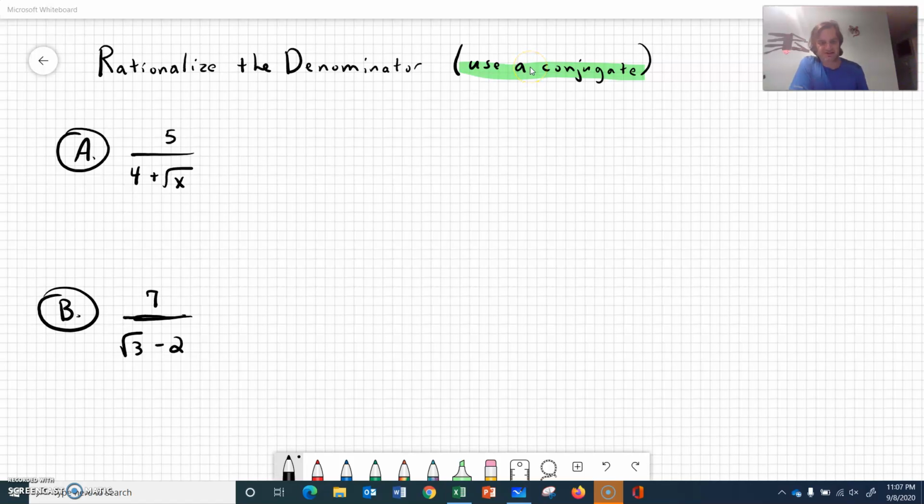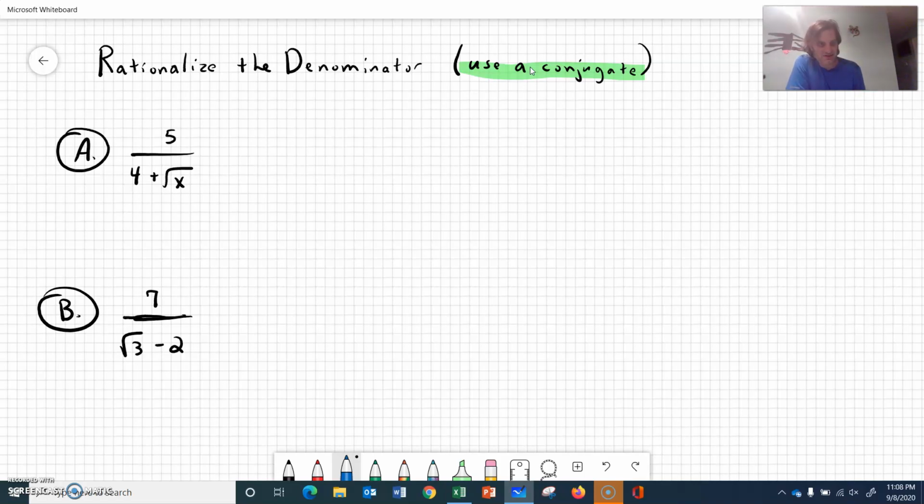Hey everybody, Mr. Allred here, and we've got some more practice problems with rationalizing the denominator. These are a little bit different than the other ones. On the bottom of each one of these denominators we have a binomial, or something similar to a binomial. It's two terms added or subtracted together. And the way we're going to get rid of the root in these is to use a conjugate.